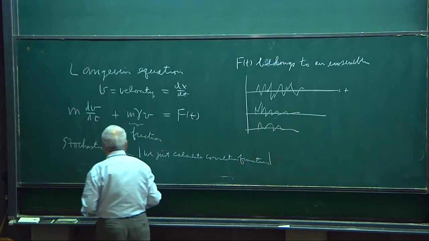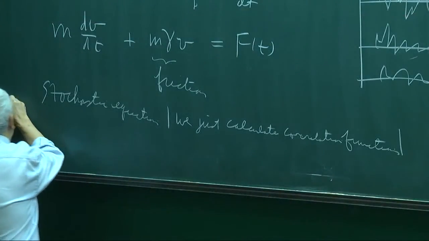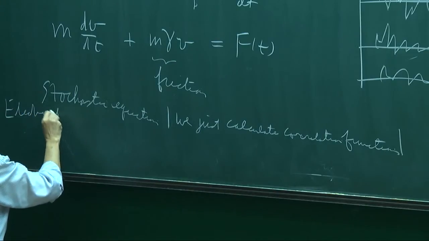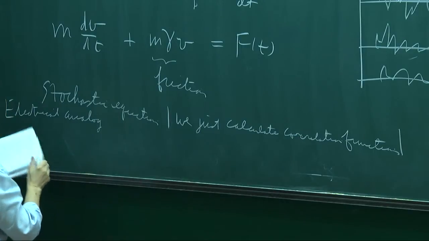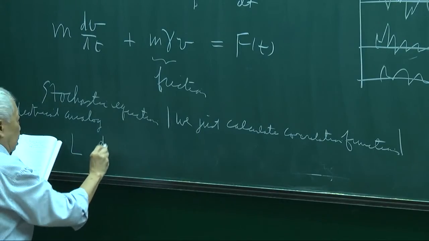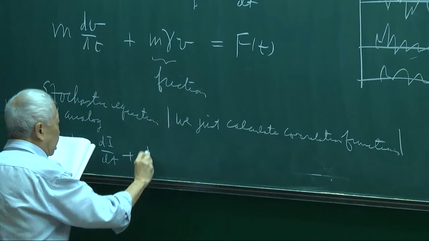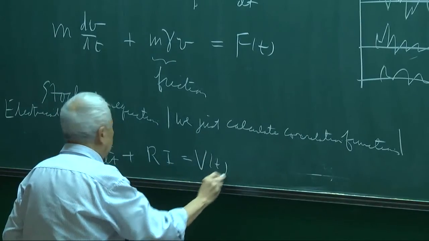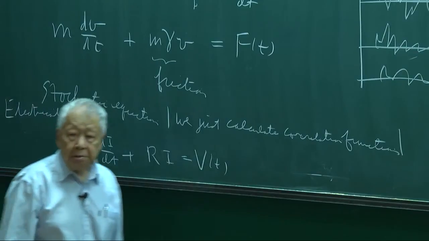This equation has an electrical analog in a circuit. You can write L di/dt plus Ri is equal to V of t, where L is the inductance, I is the current, R is the resistance.